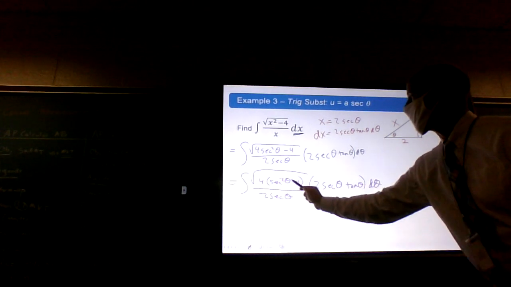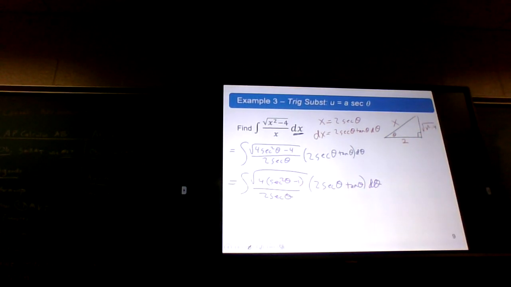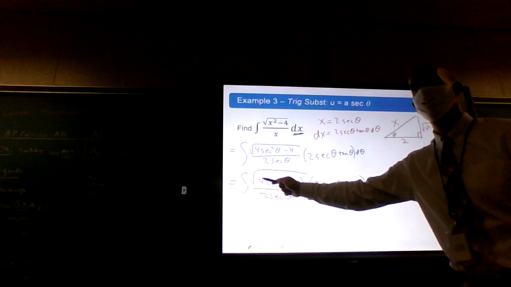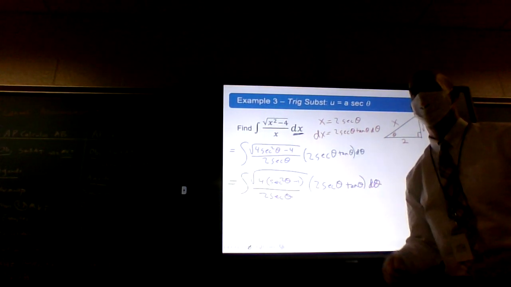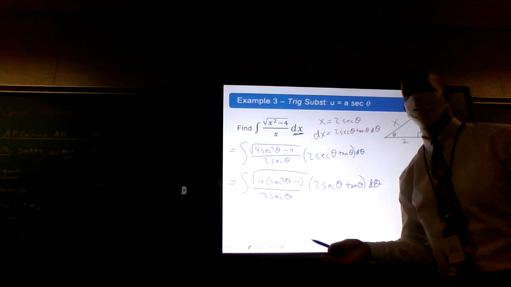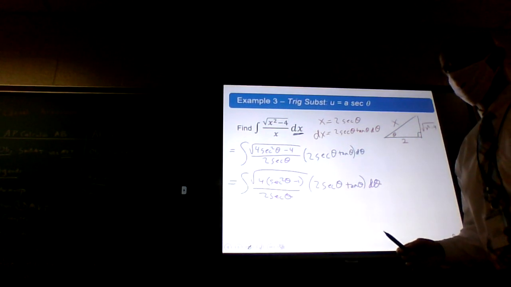What am I going to put in here for this secant squared theta minus 1? Tangent squared. I'm going to put tangent squared, right? And then I'm going to be doing the square root of it, right? So that tangent squared is going to become 2 tangents, just 2 tangents, okay? Does that make sense?